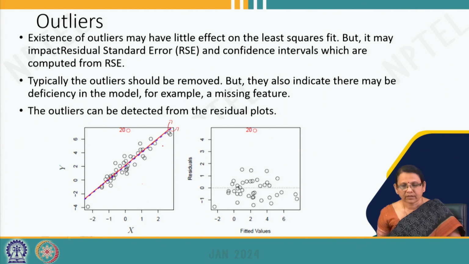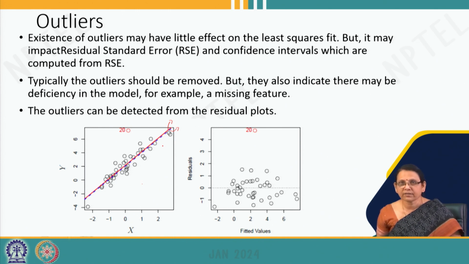However, this outlier can also otherwise impact the standard error, confidence interval, etc. Now, typically this outlier should be removed, but blindly removing them is also not good. So, if you remove them, how do you identify them?